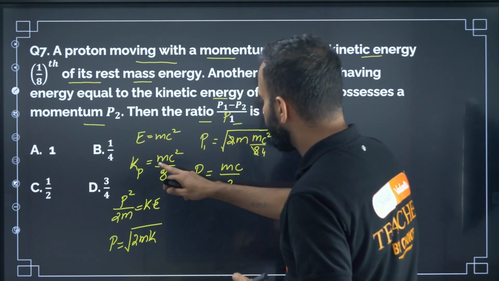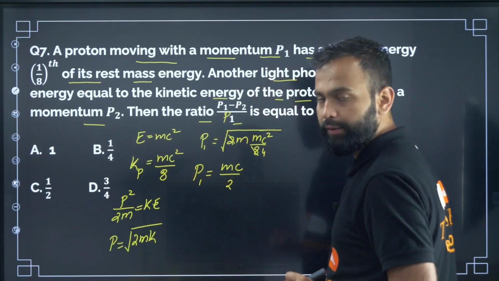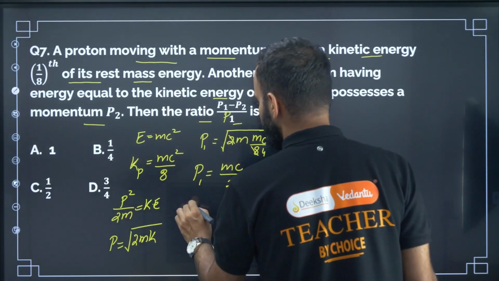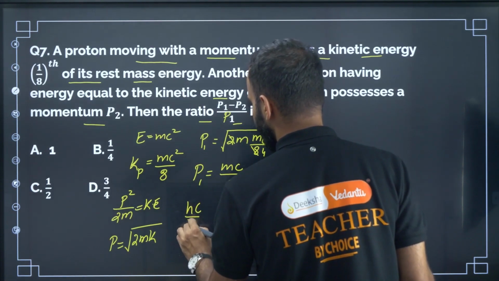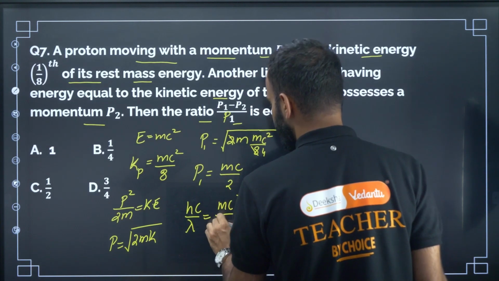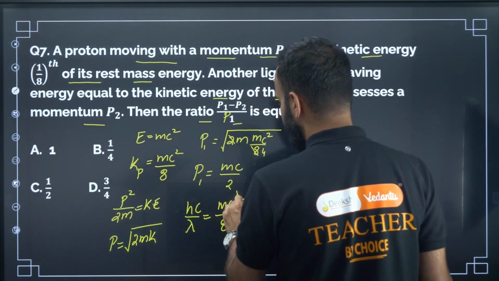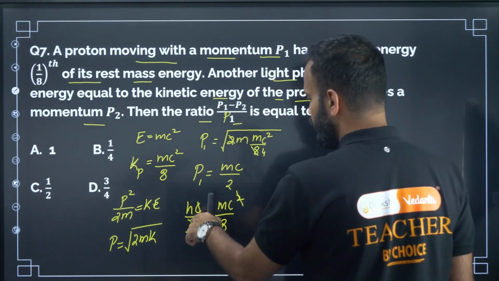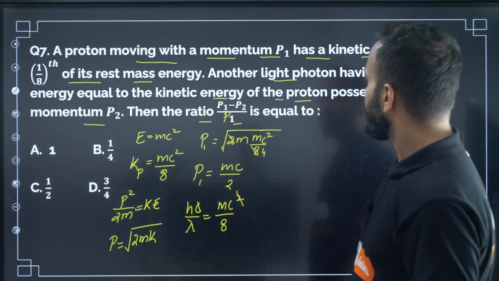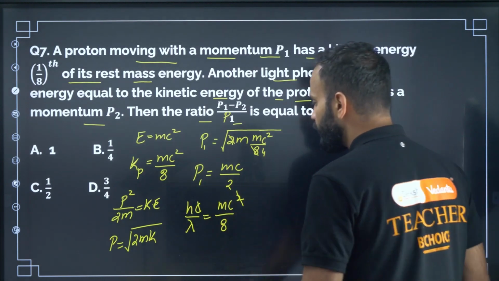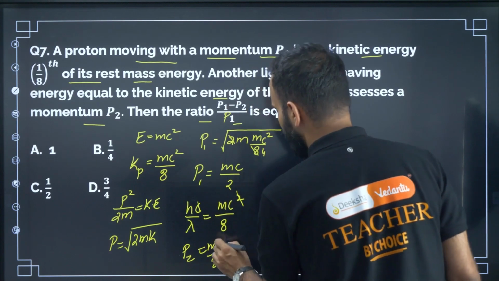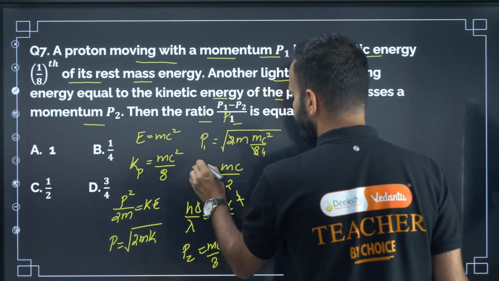Another light photon having energy equal to the kinetic energy of the proton possesses momentum P2. What is the kinetic energy of the proton? mc square divided by 8. So the energy of the incident photon, hc by lambda, is equal to mc square divided by 8. So c will get cancelled. What is h by lambda? h by lambda is the momentum of the photon, which is P2. So P2 is equal to mc by 8. We got the expressions of P1 and P2.